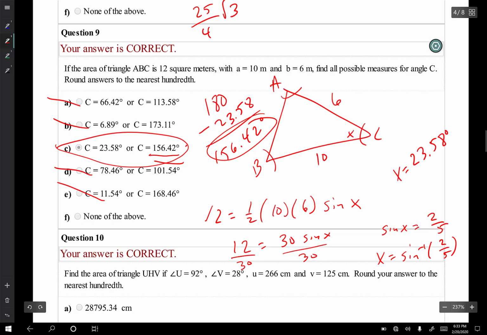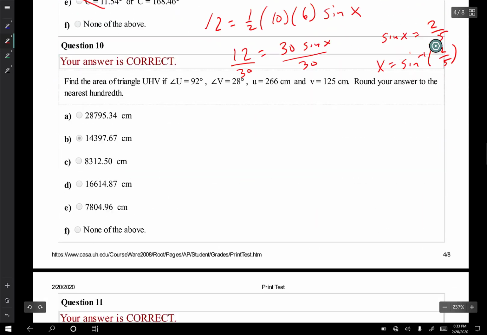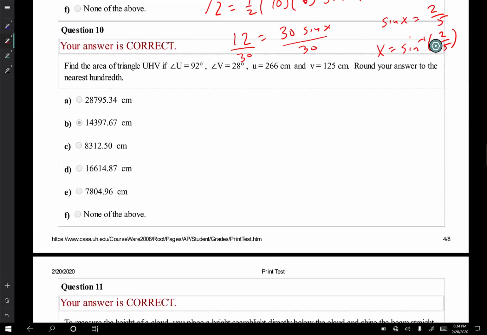All right, let's go to the next one. Find the area of triangle UHV. No, they're not doing University of Houston Victoria, or maybe they are. Maybe they're being subtle. So let's see. Angle, not to scale.